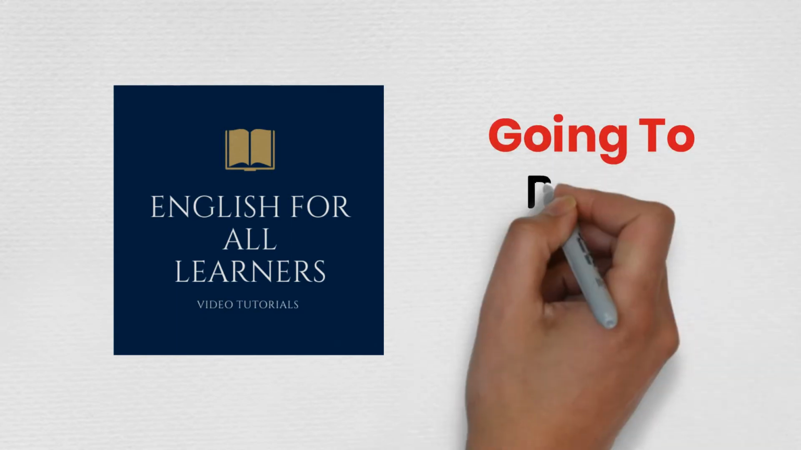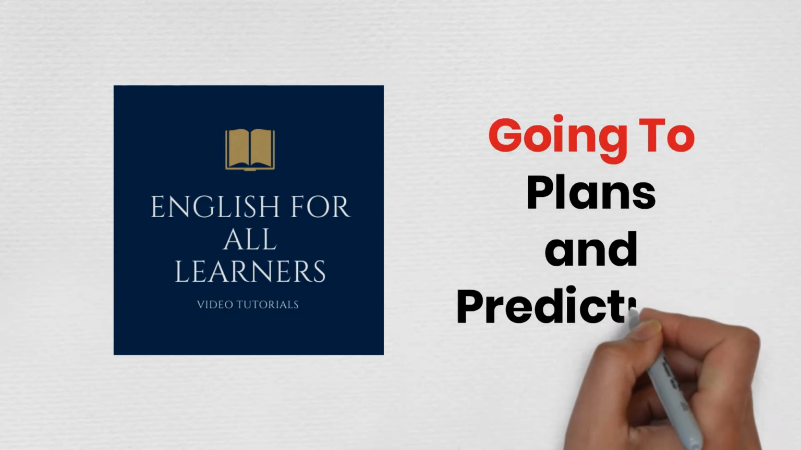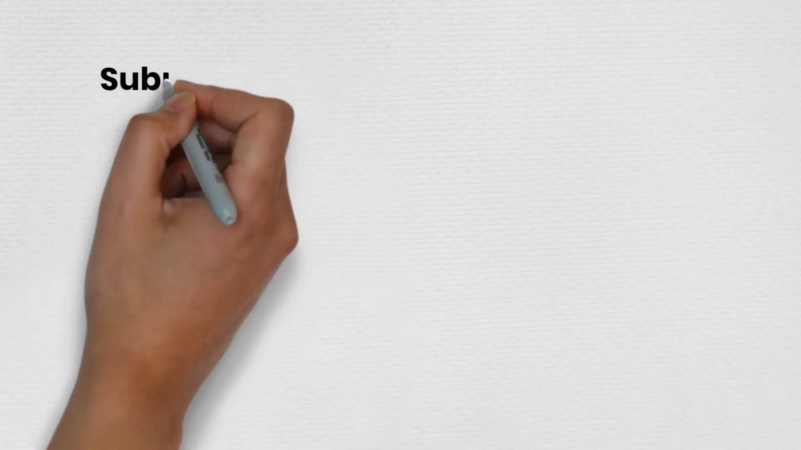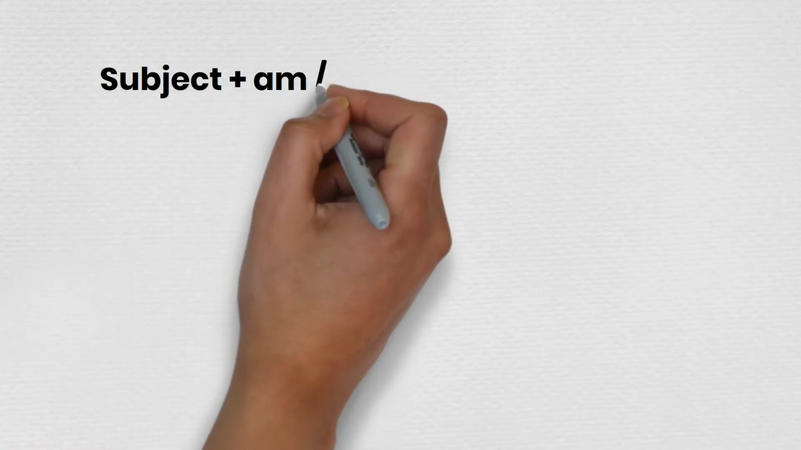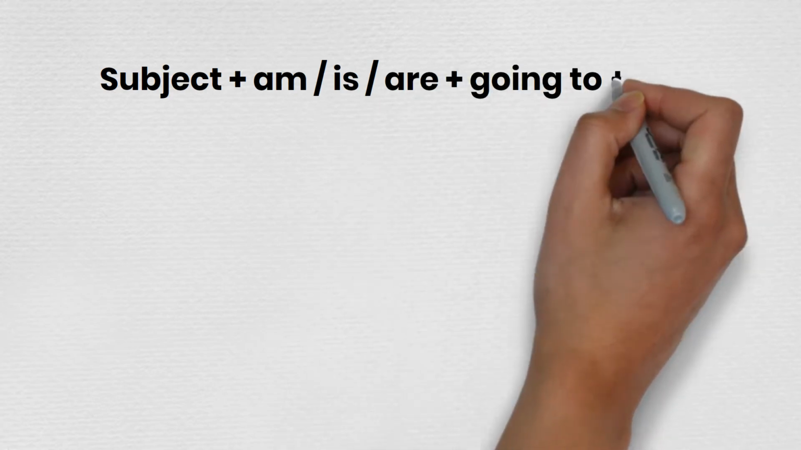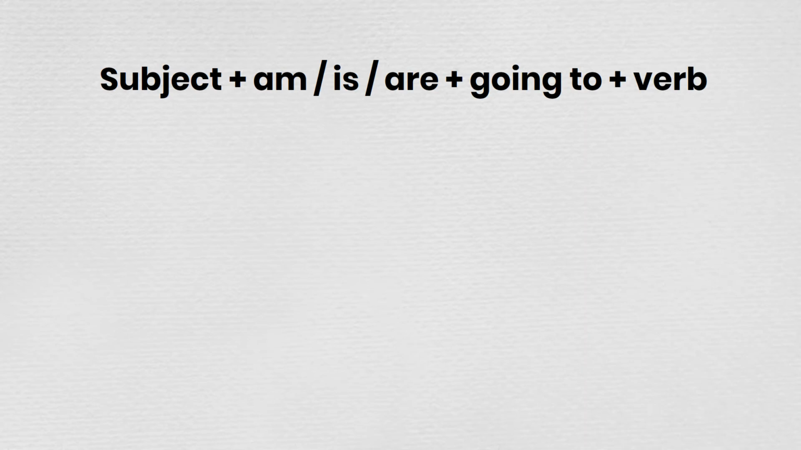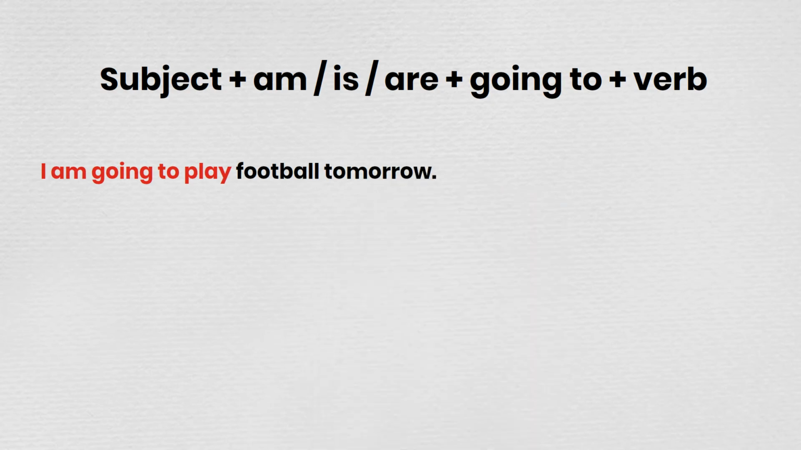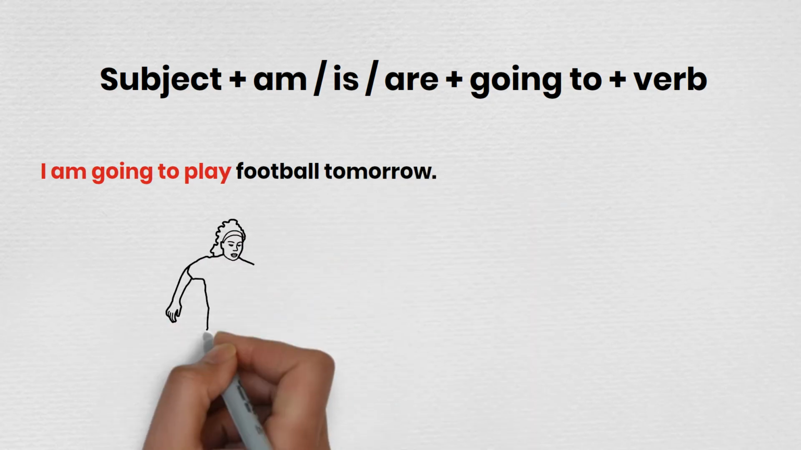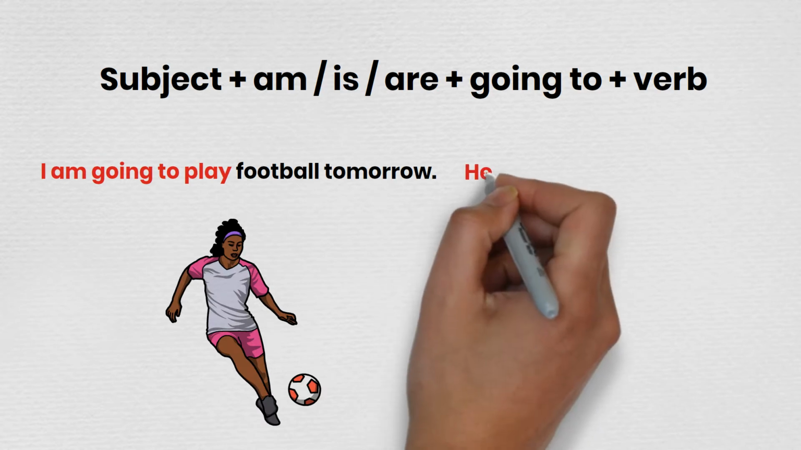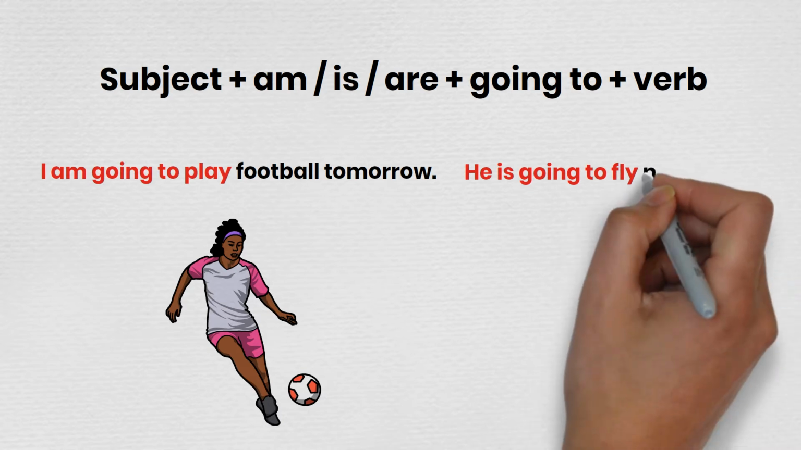Going to, plans and predictions. We use the going to phrase in the following way: subject plus am, is, or are plus going to plus verb. I am going to play football tomorrow. He is going to fly next week.